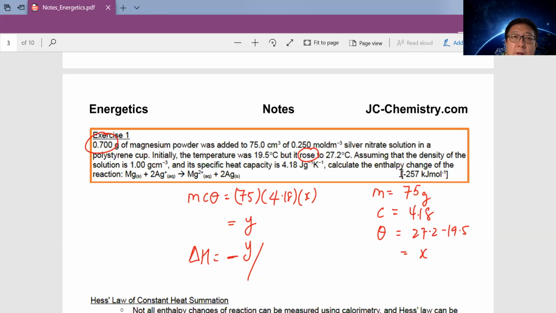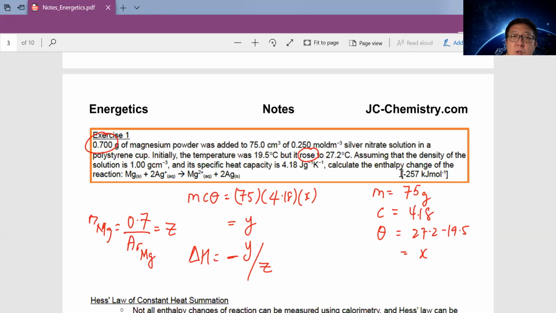Okay, cannot. You know why? Enthalpy change is per mole. So you must calculate the number of moles of magnesium first. 0.7 divided by the atomic mass of magnesium, I think. So you get Z. You must remember, so divide by Z. So you divide by Z already, right?